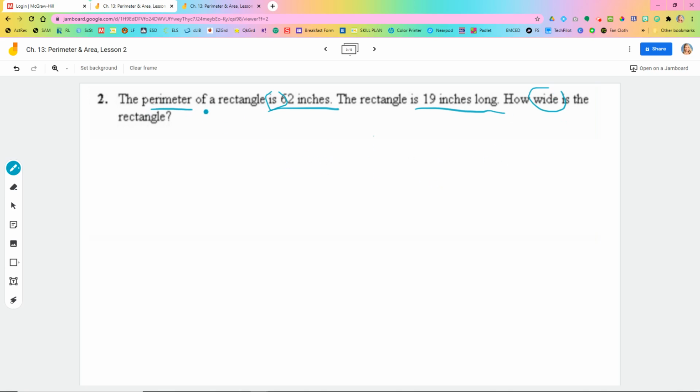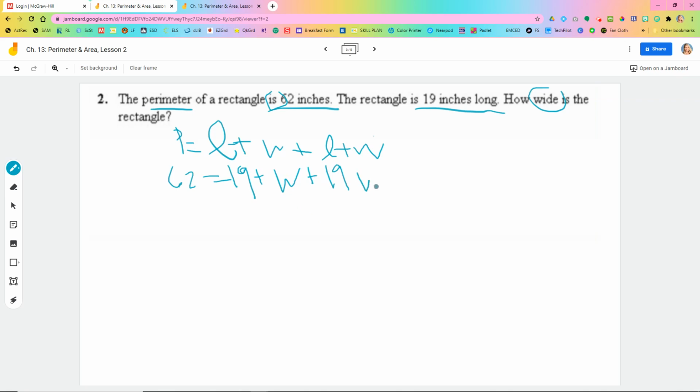So we need to start with our formula for perimeter because it tells me what perimeter is. All right, so let's plug in what we know. The perimeter is 62 inches. The rectangle is 19 inches long. How wide is the rectangle? So I don't know the width, so it's going to stay a W, and I'm going to drop everything else down.